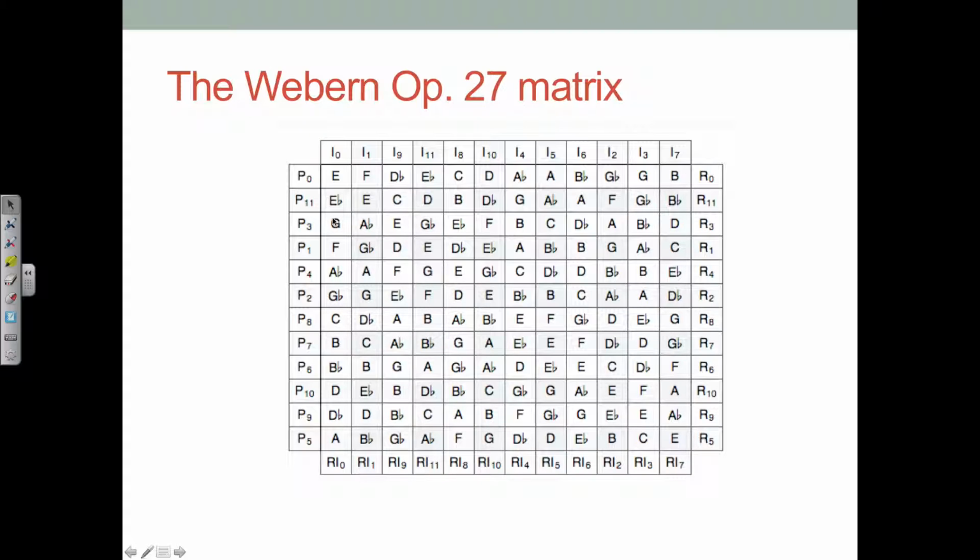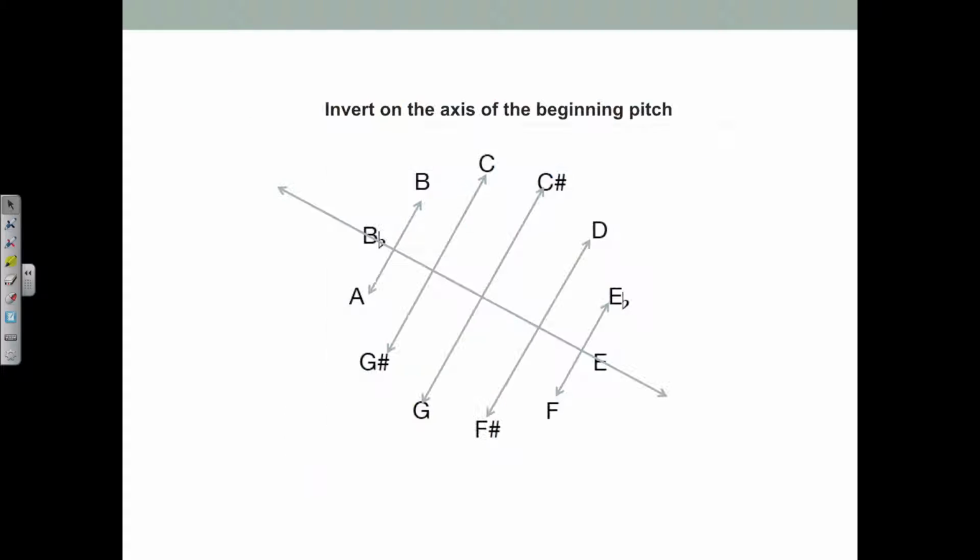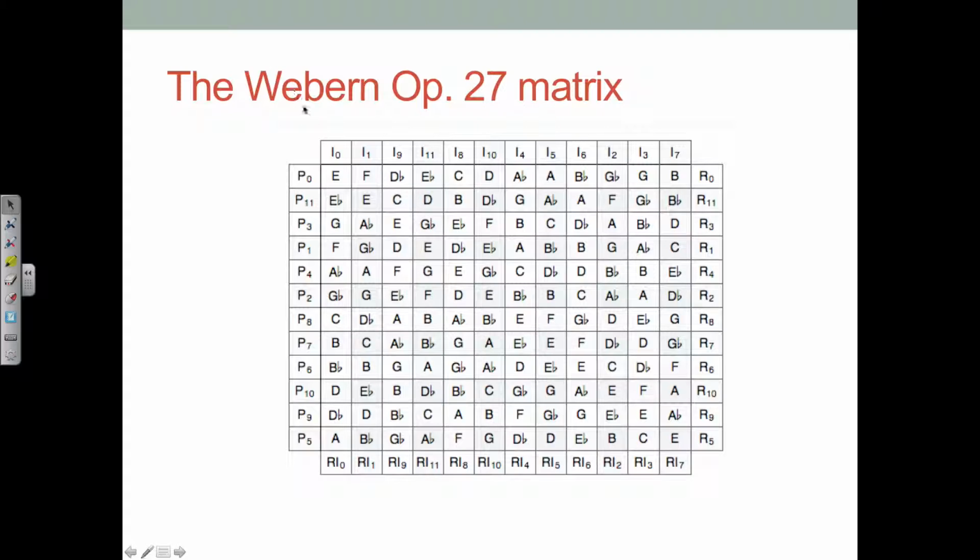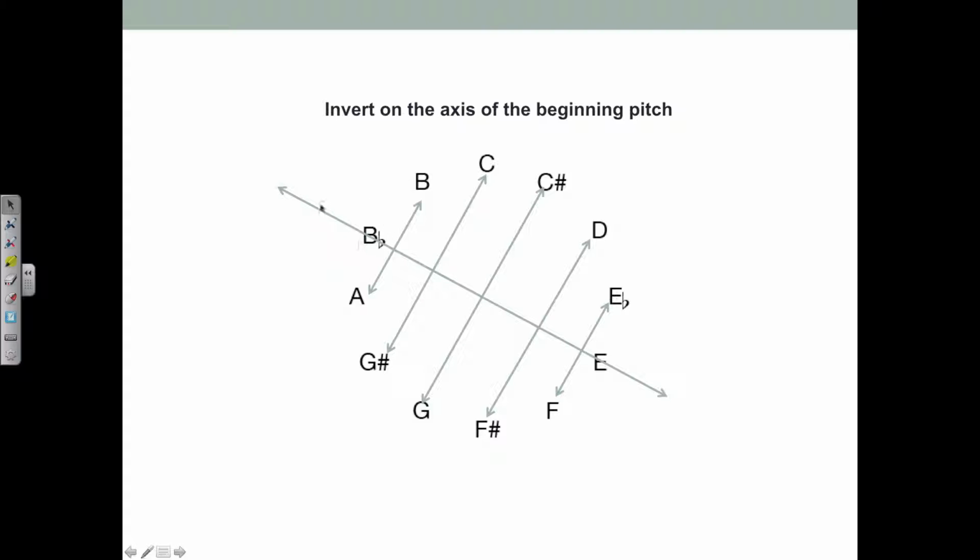So this is how we invert the row. I can show you that there's an easier way to think about inversion if we use the clock face, and that's it here. I'm going to note that this prime row starts with E. It's very important. You'll notice that that E stretches through the diagonal of our matrix, but also we're going to use that as the point of inversion. It's the axis of inversion. We're going to invert on the axis of the beginning pitch, which is E.